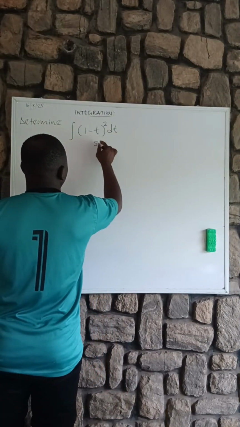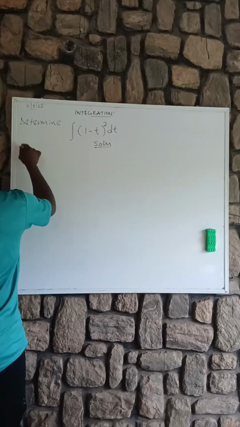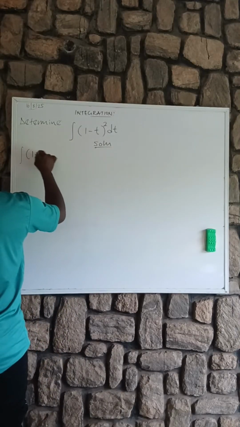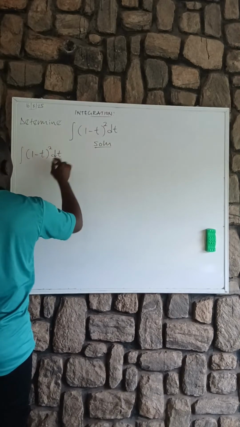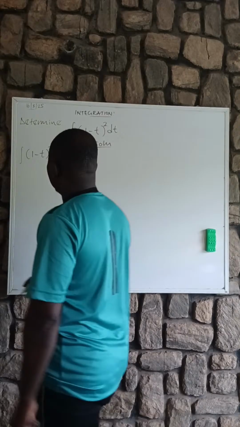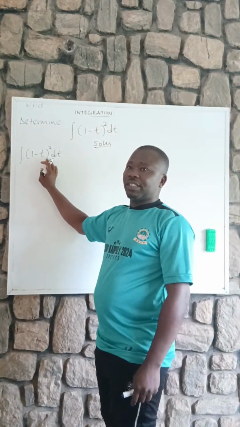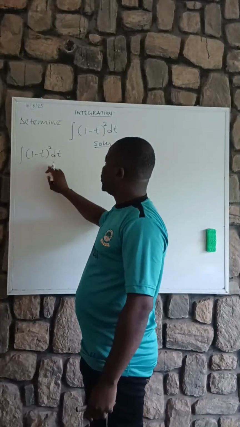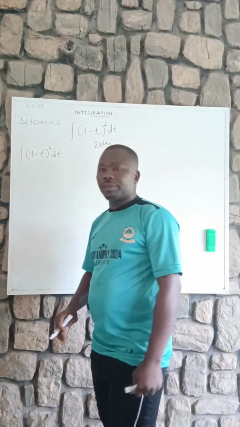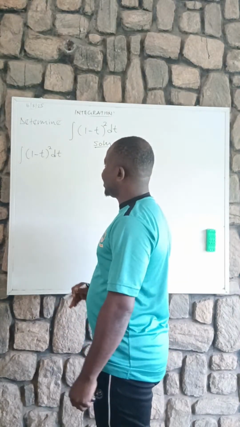Okay, so let's consider this. Let us write the solution. Integral of 1 minus t raised to the power 2 dt. Don't be scared of this. We can use substitution, but we don't want to use substitution. We want to integrate this function directly.